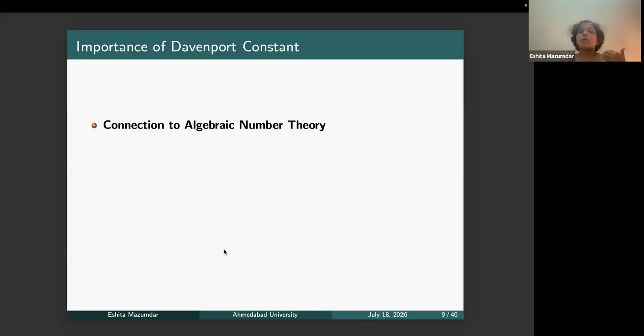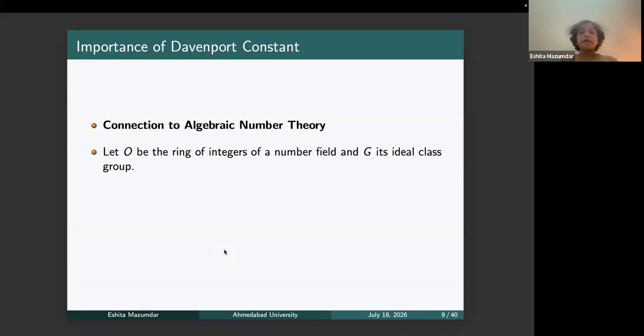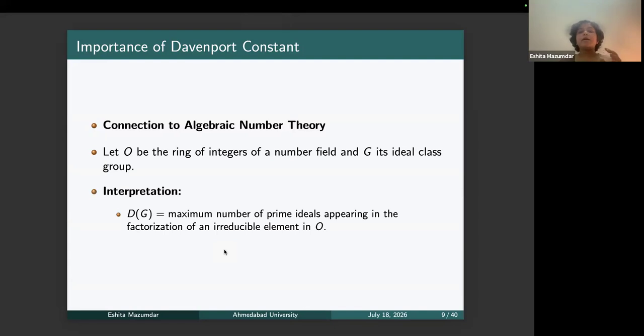Now, let me talk about the applications. There is a connection to algebraic number theory. If you consider O being the ring of integers of a number field and G being its ideal class group, and you take x to be an irreducible element from the ring of integers, then xO, the principal ideal, can be written as a product of prime ideals. The Davenport constant of the ideal class group is the maximum number of prime ideals appearing in the factorization of an irreducible element in O.